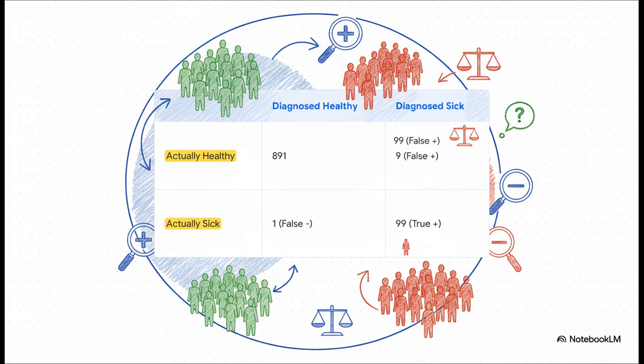Okay, so what happens when all 1,000 people take our 99% accurate test? Well, this table breaks it down perfectly. Look closely at the errors. They're small, but they're so important. Out of the 100 people who are actually sick, 99 get a correct positive result, but one person gets a false negative. They're told they're fine when they're not. On the flip side, out of the 900 healthy people, most get a correct negative result, but 9 of them get a false positive. They're told they're sick when they're actually healthy.